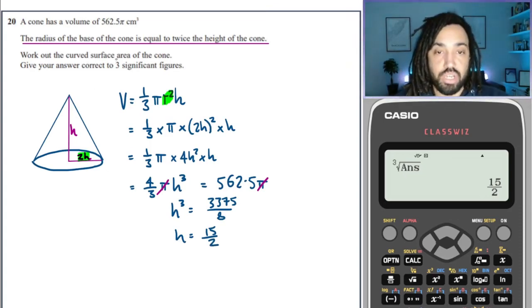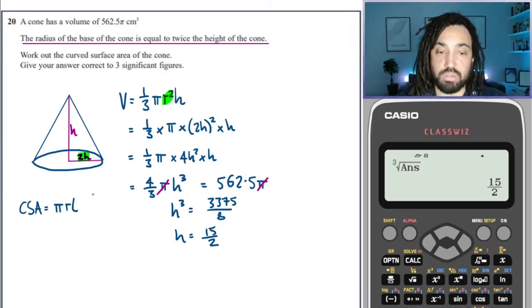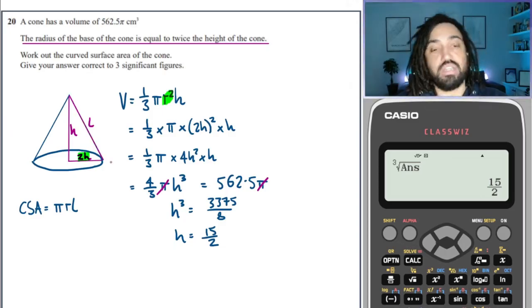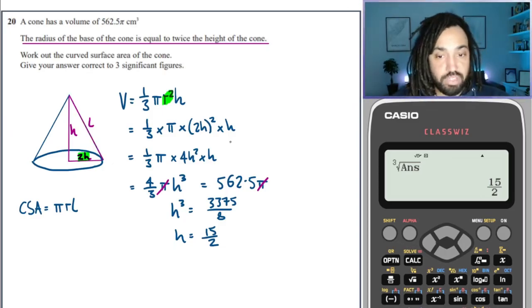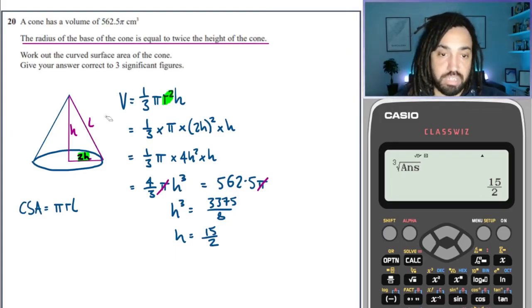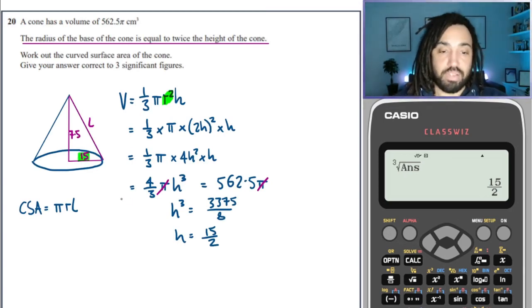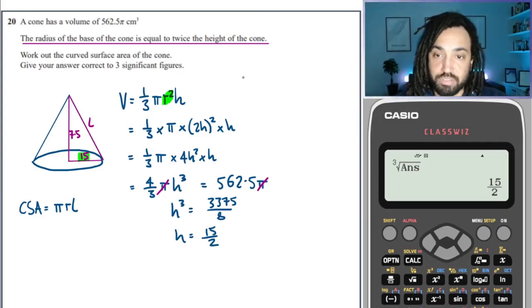And it says work out the curved surface area of the cone. Well, that is given in the formula booklet as well. The curved surface area is equal to pi RL. And L is this distance here. It's the slanted height. So we're going to have to use a bit of Pythagoras on that. But let's just update our diagram first, because we know h is 15/2 or 7.5. So 2h is 2 times that, so that's 15.